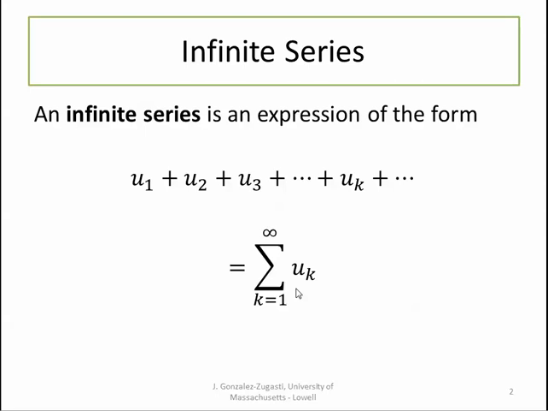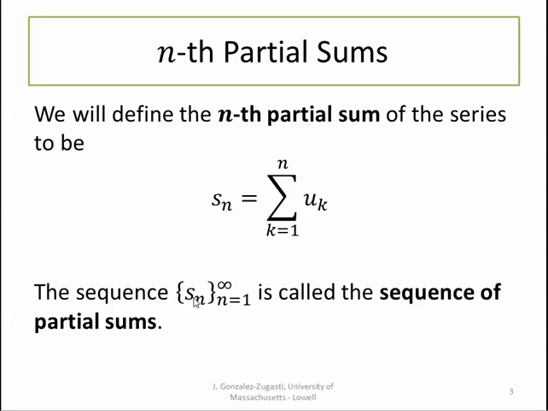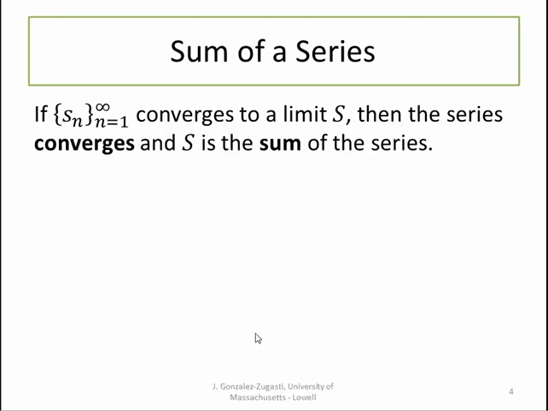To carry out the summation process, here's what we're going to do. We're going to define the nth partial sum of the series to be the sum from k equals 1 to n of u sub k, so the first n terms. The sequence of these s sub n's is called the sequence of partial sums. If this sequence of partial sums converges to a limit s, then we say the series converges, and s is the sum of the series.